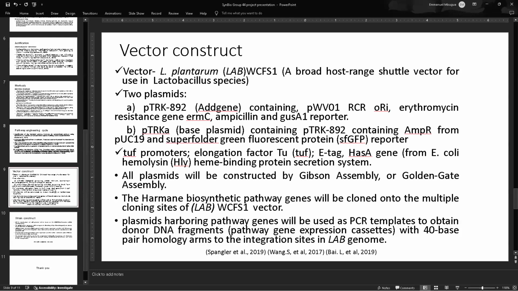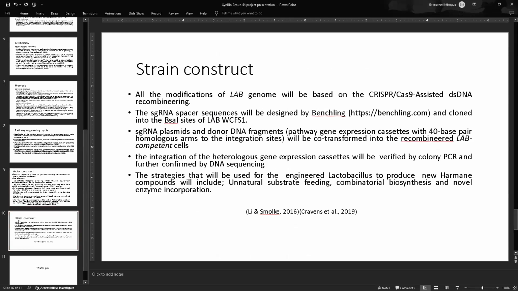Plasmids harboring pathway genes will be used as PCR templates to obtain donor DNA fragments with 40 base pair homology arms to the integration sites in the lab genome. Our strain construct, which is our probiotic lab bacteria, Lactobacillus plantarum, will now be modified, and all the modifications of this lab genome will be based on CRISPR-Cas9 double-stranded DNA recombination.